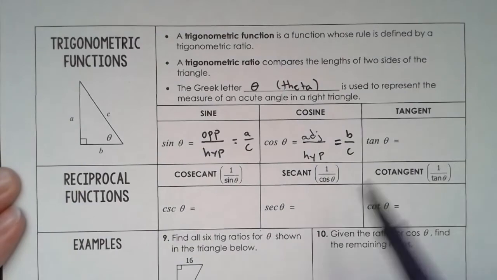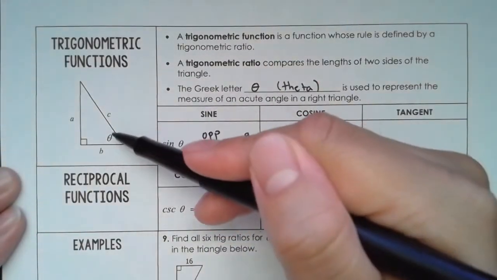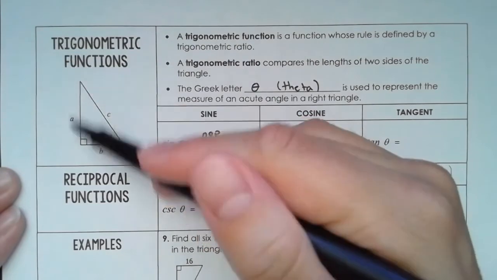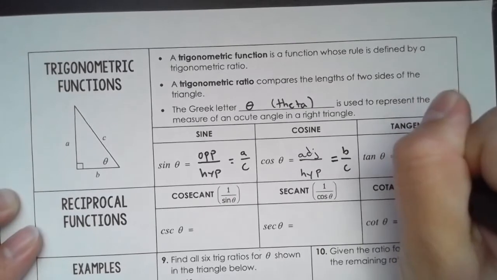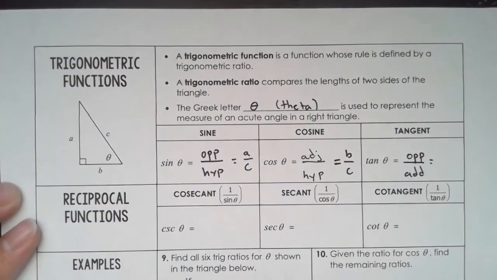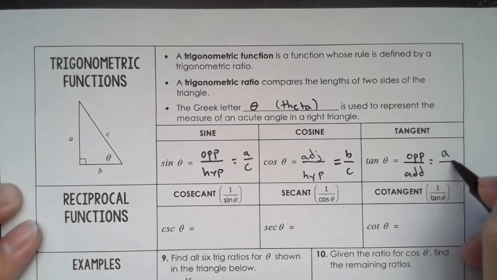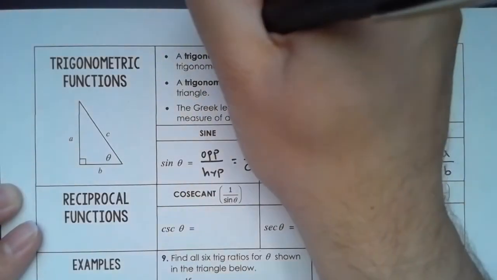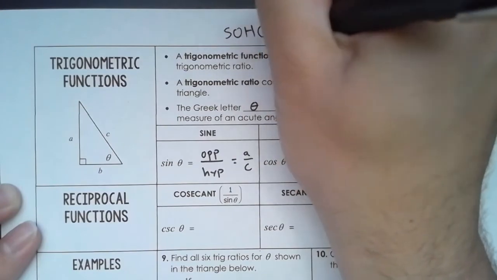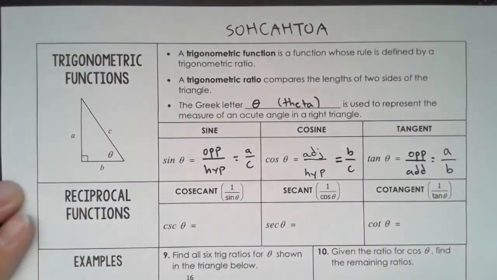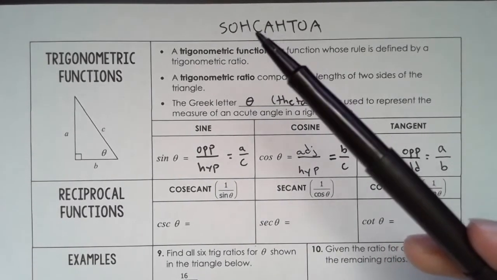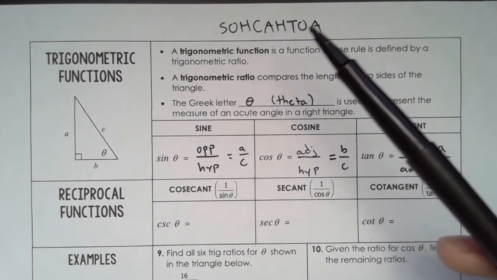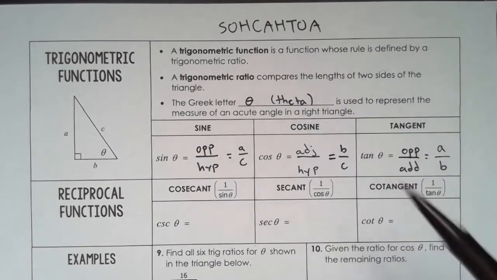And then finally tangent, the TOA in SOHCAHTOA, you have opposite A over adjacent B. So opposite over adjacent is equal to A over B. You can also write SOHCAHTOA on top of your paper here. It helps you remember again: sine is opposite over hypotenuse, cosine is adjacent over hypotenuse, and tangent is opposite over adjacent. Whatever helps you remember the three basic trig identities.